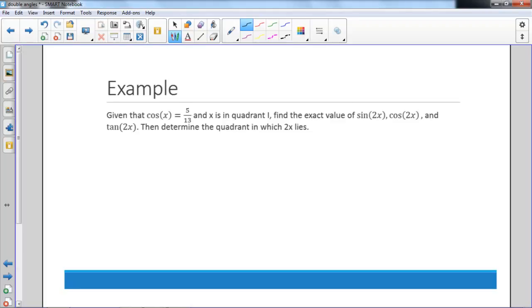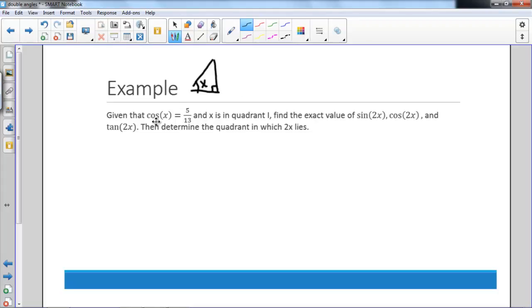Given that cosine x equals 5 over 13 and x is in quadrant 1, find the exact value of sine 2x, cosine 2x, and tan of 2x. Then determine what quadrant 2x lies in. So in order to use the formulas I had listed on the previous page, I'm going to need to know all three sides of my triangle.